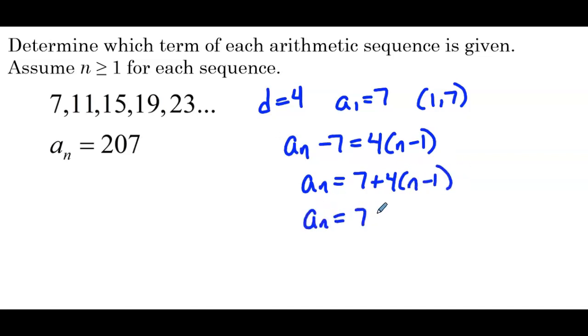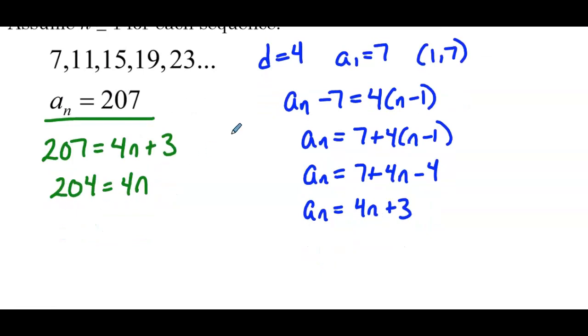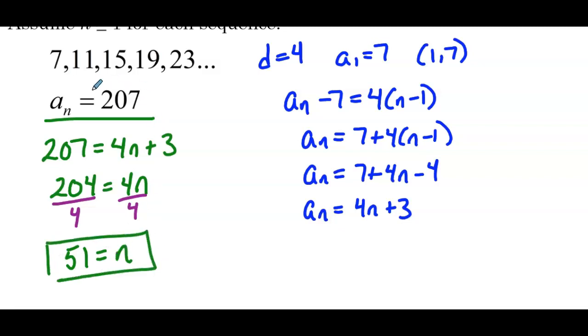which we can again simplify. 7 plus 4n minus 4. So a sub n equals 4n plus 3. We want to set that equal to 207. We're looking for the n value, which is the term. So 207 equals 4n plus 3. We can subtract 3 from both sides, so 204 equals 4n. And then we can divide both sides by 4. I'll write that one out. So if we divide by 4, that would be 51 equals n. So 207 is the 51st term of this sequence.